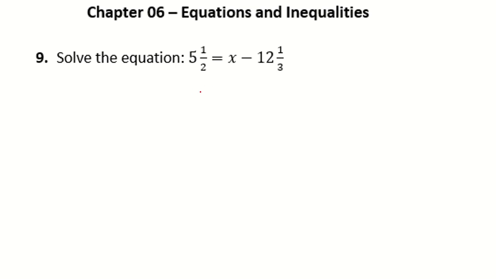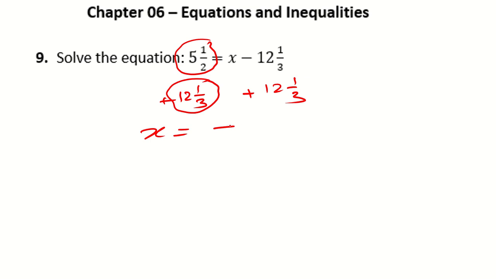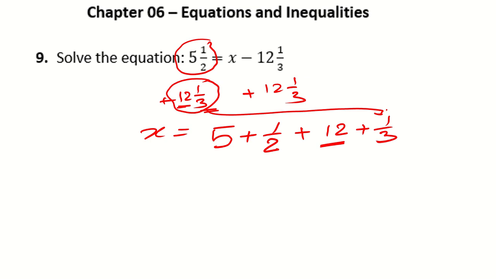So what you can do here, you will add 12 and 1 over 3 on both the sides. So x is equal to, see students, I told you in case of addition and subtraction, you can write the mixed fractions separately. Means I will write here as 5 plus 1 over 2 and then plus 12 plus 1 over 3. This whole number is separate, this 12 here, and then 1 over 3 write separately. Okay. But this thing you will do only in the case of addition and subtraction, not for multiplication and division.